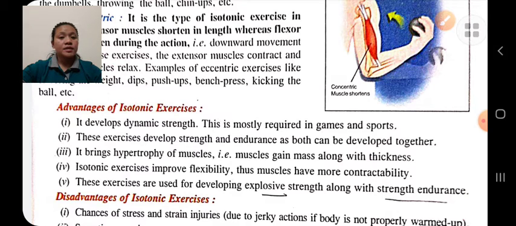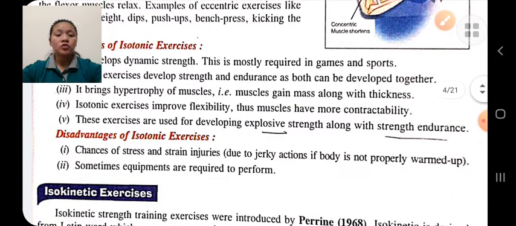In isotonic exercise, the flexibility of the muscles improves, and it helps in developing explosive strength as well as strength endurance. The disadvantage of isotonic exercise is that the chance of stress and tension is more if we perform without warming up. There is a chance of injury, and sometimes equipment is required.